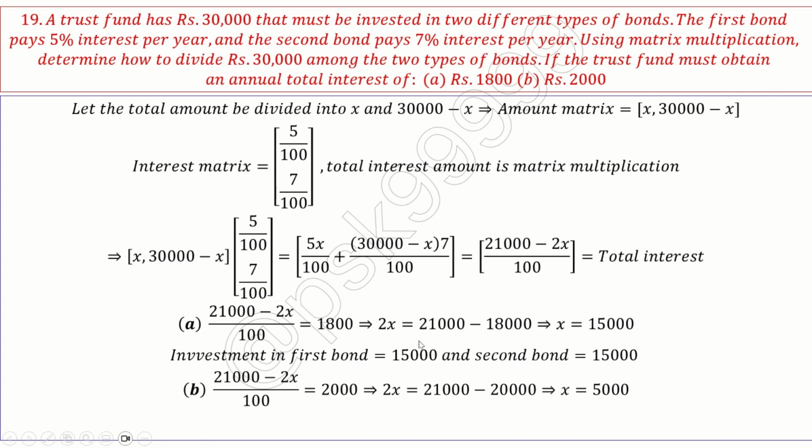So that means if I divide the investment into 15,000 and 15,000, I get 1800 interest. If I divide it into 5,000 and 25,000, I get the interest 2,000. Okay, so this is how we do it. Next.